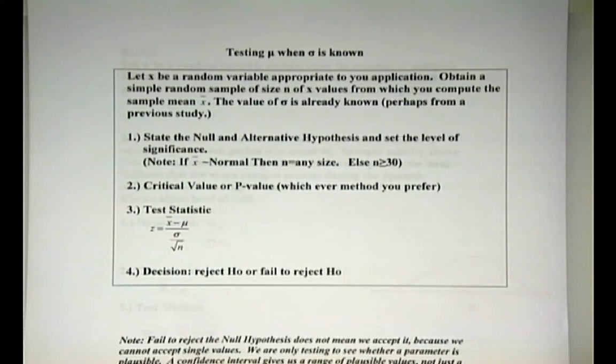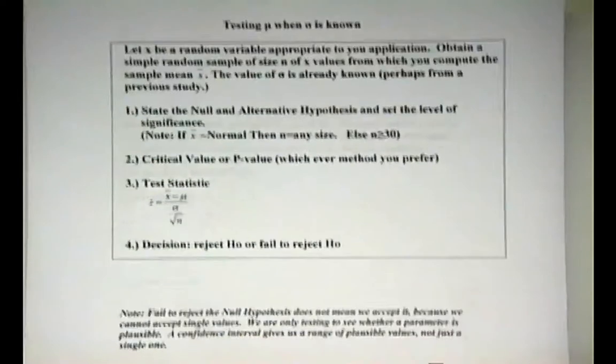FYI, your test statistic is z equals x bar minus mu divided by sigma divided by the square root of n, and then of course we decide whether we reject or fail to reject H naught, and then we write a conclusion.